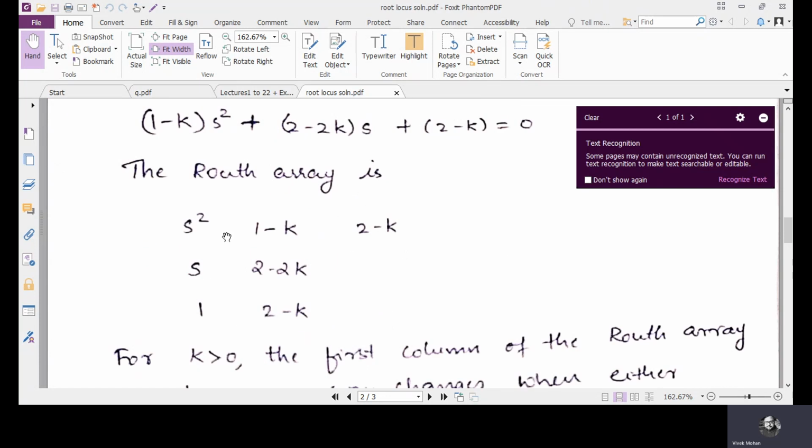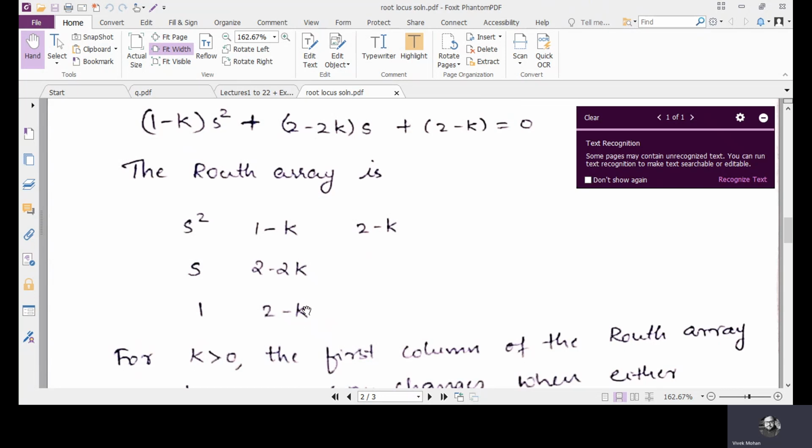After forming the Routh array, in the s squared row the coefficient is 1 minus K, and the alternate coefficient is 2 minus K. Then for the s row it is 2 minus 2K, and for the s raised to 0 row it is 2 minus K. Now if all are positive in the first column, then 1 minus K greater than 0, 2 minus 2K greater than 0, and 2 minus K greater than 0. So 1 minus K greater than 0 means K less than 1. Then 2 minus 2K greater than 0 means again K less than 1. 2 minus K greater than 0 means K less than 2.